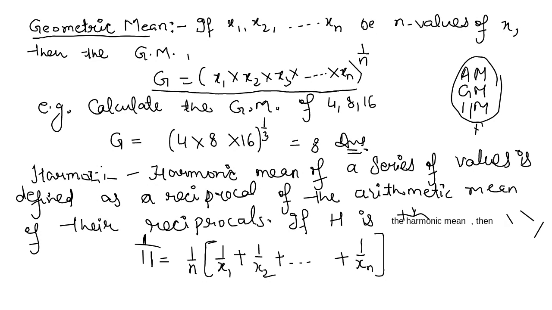Yes, Vikrant, noted up to here? Srishti, just write down the formula. 1 upon H is equal to 1 upon n in bracket 1 upon x1 plus 1 upon x2 up to 1 upon xn. Means if n numbers are given and you want to calculate the harmonic mean, then we will calculate 1 upon H, but at the last we will write down the answer for the value of capital H. Just wait, I will give you one example. Just write down the formula.